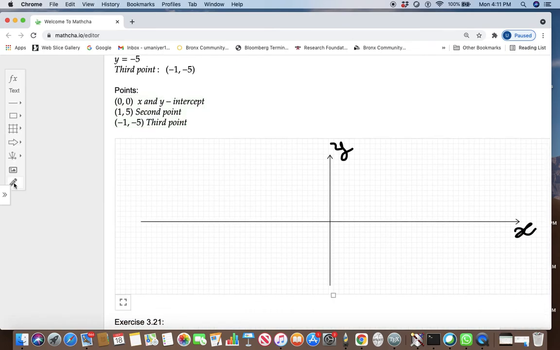All right. Now we are ready to draw the line. So that's 0, 0. Second point is 1 on the x coordinate and 5 on the y coordinate. So 1, 2, 3, 4, 5. So x coordinate 1, y coordinate 5, that's your point. And the third point is negative 1 on the x coordinate and negative 5 for the y coordinate. 1, 2, 3, 4, that's negative 5. So that's your third point. Now we are ready to draw the line joining these 3 points.